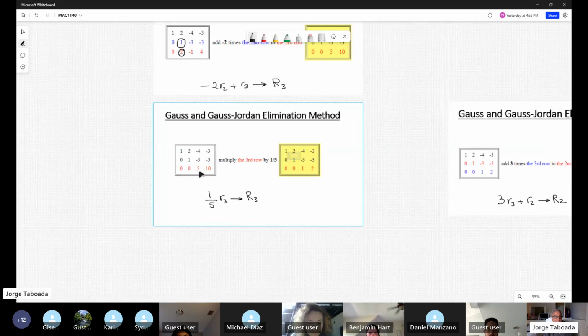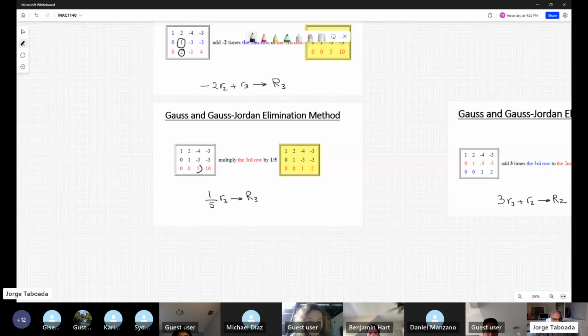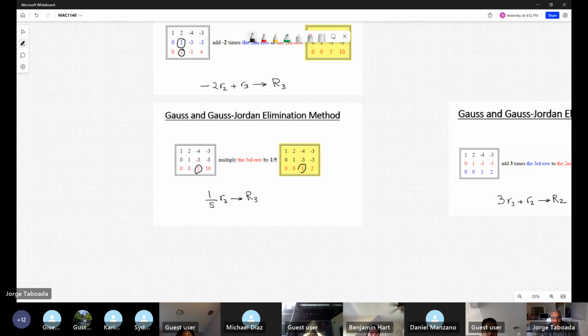Because it's divided by 5. Divided by 5, look at that. See, you have 5 here, but I need 1, because the pivot was always 1. You divide by 5, and you divide the entire row 3 by 5. 0 by 5 es obvio que es 0. 0 by 5 es 0. 5 by 5 es 1. And 10 divided by 5 es 2.